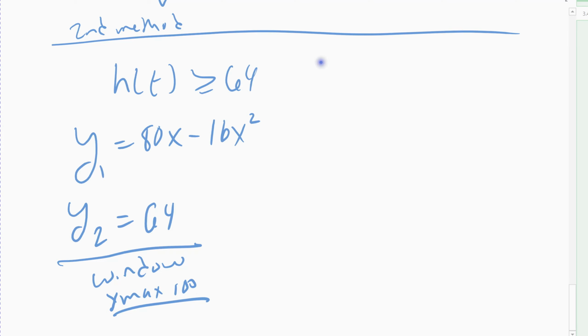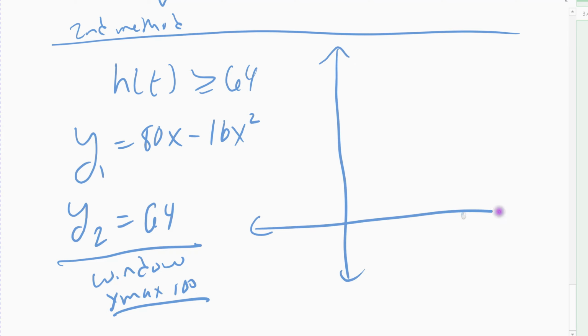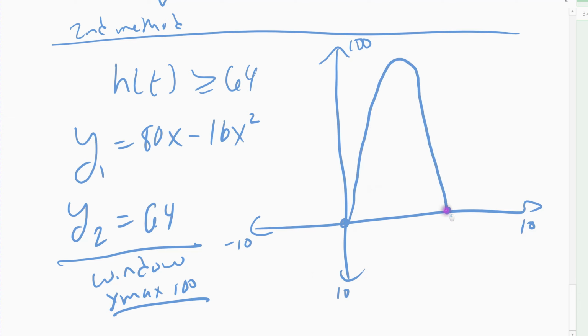And so if you do that, the graph on the calculator should come out. So again, this is 100 up here. That's still 10 and negative 10, everywhere else. All right, so it comes up, comes down, again goes after that. So there's h of t. And then there's a second line that comes through. That would be the 64.